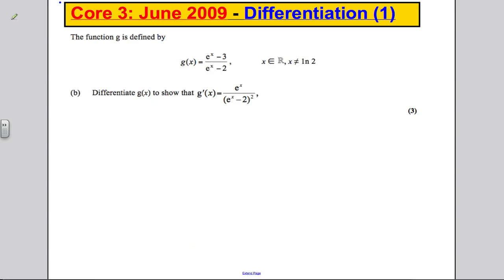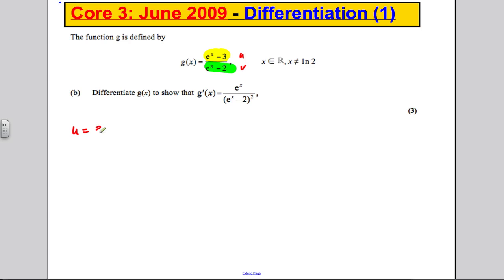Okay, part B then says we've got a different function. G of x is this thing here. Differentiate g of x to show that this is true. Again, you should be familiar with this. That's a u over v. So that's u, that's v.